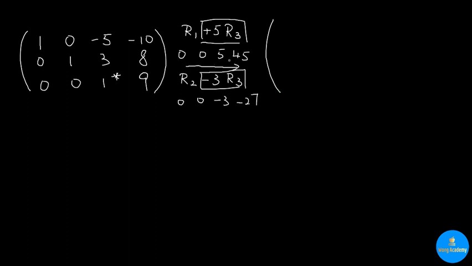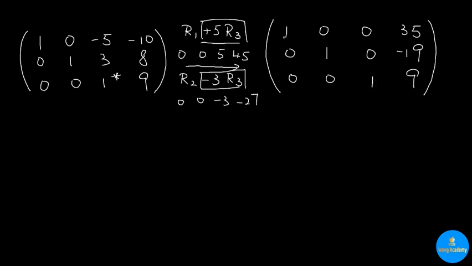When we add this to R1, we will get 1, 0, 0, and 35. When we add this to R2, we will get 0, 1, 0, and -19. Finally, the last row should be copied.